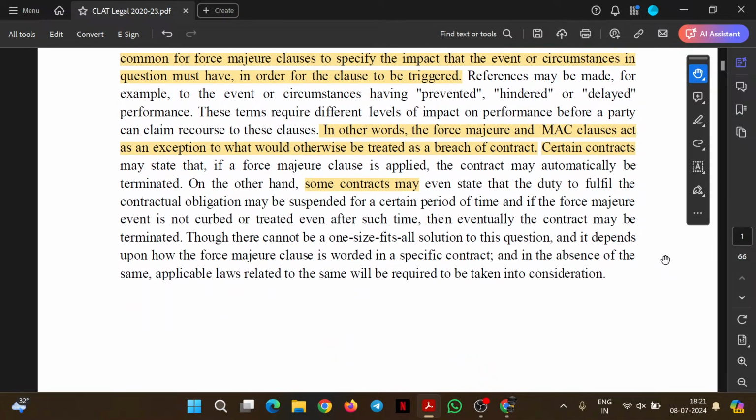Moving ahead, some contracts may state that the duty to fulfill the contractual obligations may be suspended for a certain period of time, and if the force majeure event is not curbed or treated even after such time, then eventually the contract may be terminated. Though there cannot be a one size fits all solution to this question, it depends upon how the force majeure clause is worded in a specific contract, and in the absence of the same, applicable laws related to it will be required to be taken into consideration. This line tells us about the absence of any such clause or a particular rule, regulation, or obligation that was to be a part of the contract but was left out by the parties to the contract.